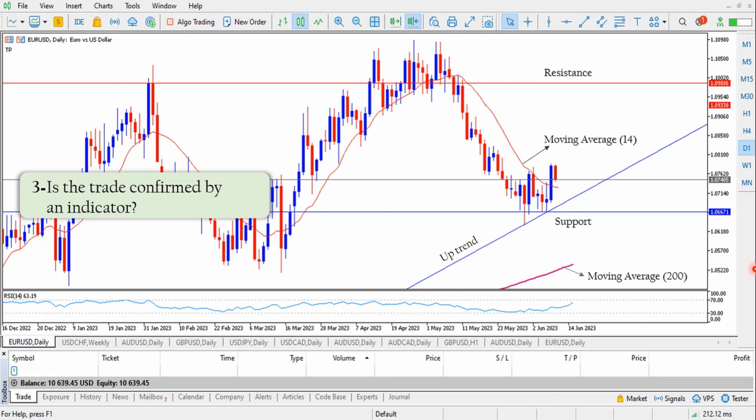So after the third stage in the trading checklist, that the trade is confirmed by indicators as well, again I will not place any order. It means I will not buy. Again I will refer to the checklist.